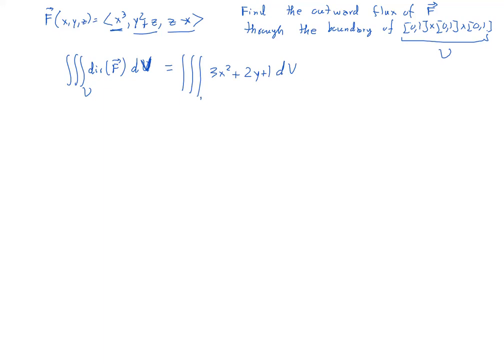And this will be written as an iterated integral. I think this is a very, very simple integration. If you integrate separately 3x squared, separately 2y, separately 1, each of these integrals will give you 1, each of these triple integrals, and the final answer is 3.